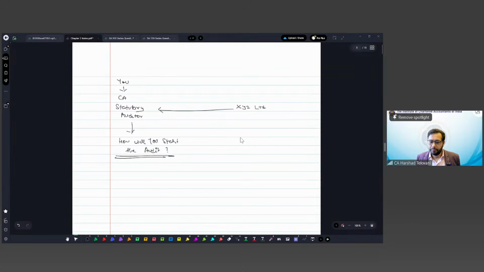We will also understand the entity and its environment before proceeding with the audit planning procedures. Okay, great. Yes. Each and every stage has its own points in itself.